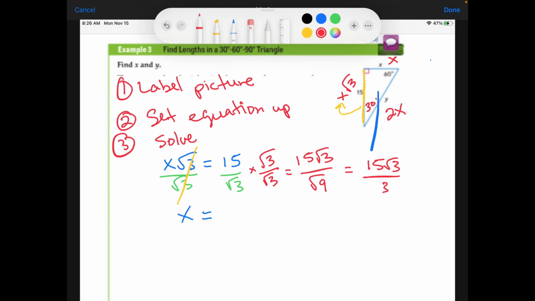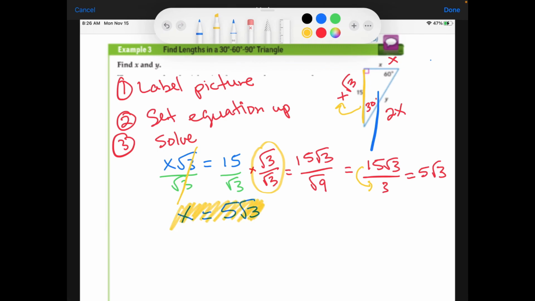Now 15 divided by 3 gives me 5. So this further simplifies to 5 times the square root of 3. If they want the answer in exact terms, this is the process you would take. You have to remember to multiply the top and the bottom by that same radical to get rid of it in the denominator, and just keep simplifying. If they accept decimal answers, you could easily put this in a calculator and round your answer to whatever they're asking for. Okay, so this is my x.